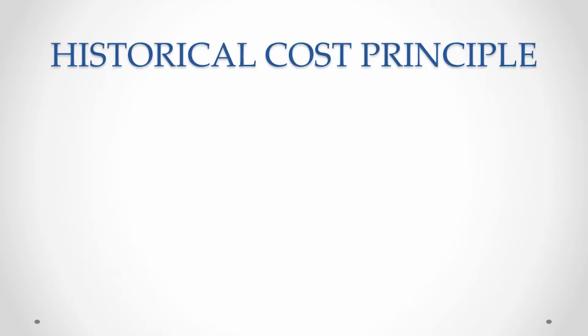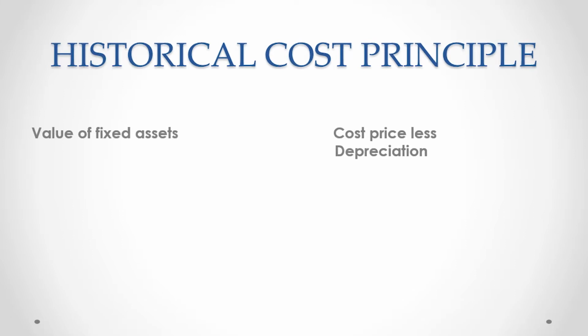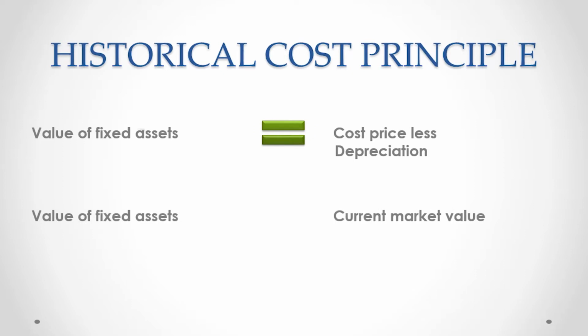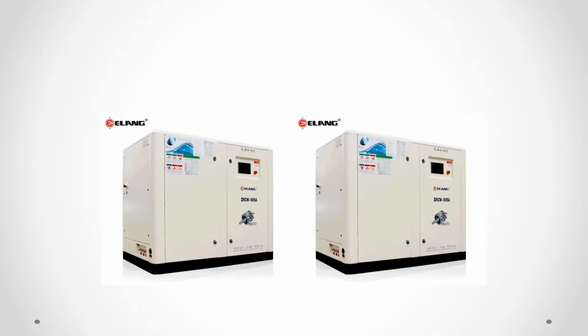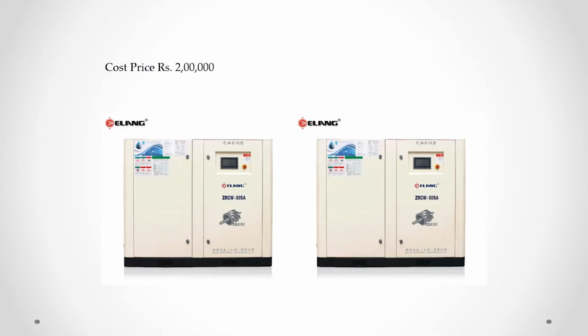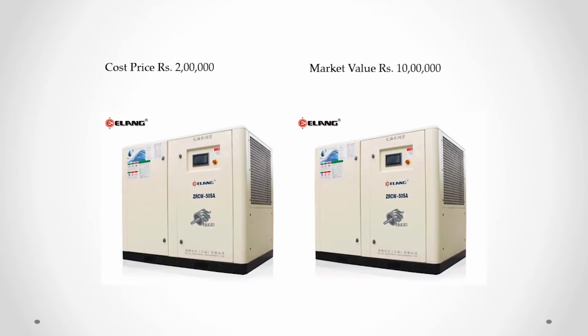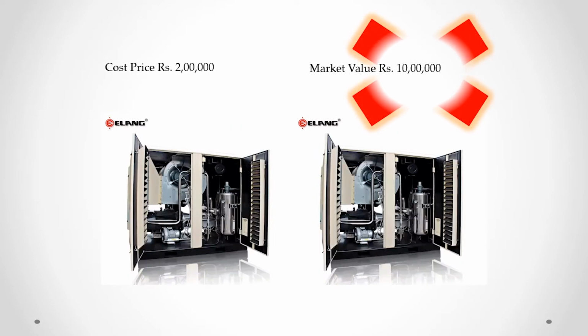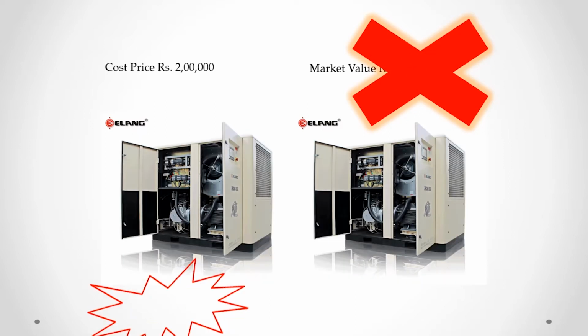Historical cost principle. This principle states that all fixed assets are to be recorded at their cost price less decrease in the value, which is called depreciation, irrespective of its current market value. For example, the acquired cost of machinery was rupees 2 lakhs and its current market value is rupees 10 lakhs. The value of machinery that will be shown in the financial statement is its acquired cost, that is 2 lakhs less depreciation.